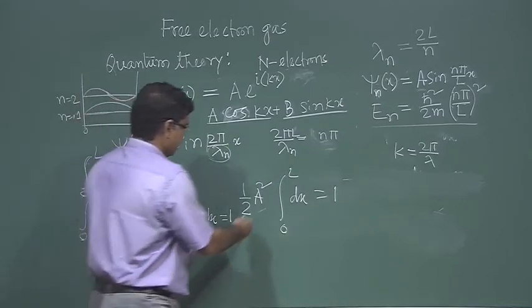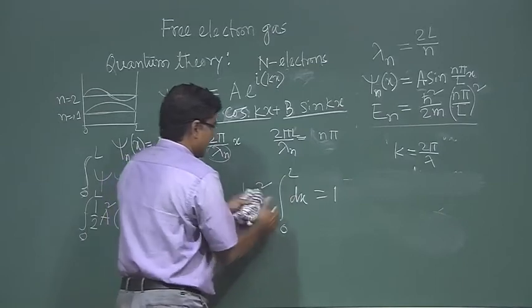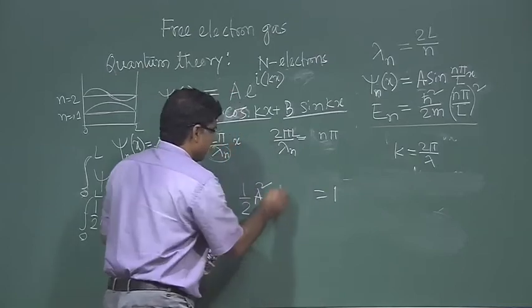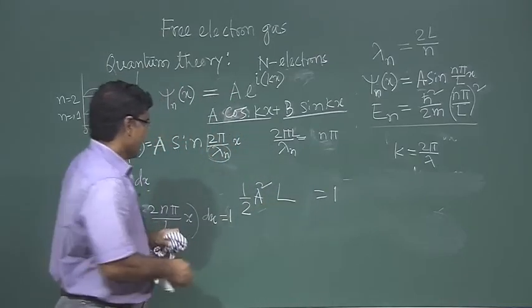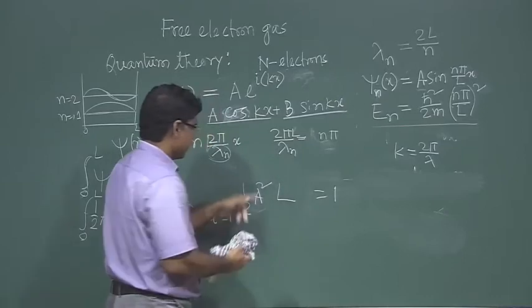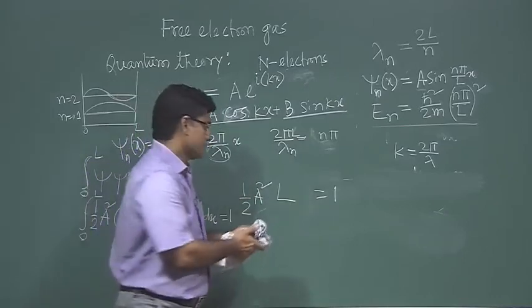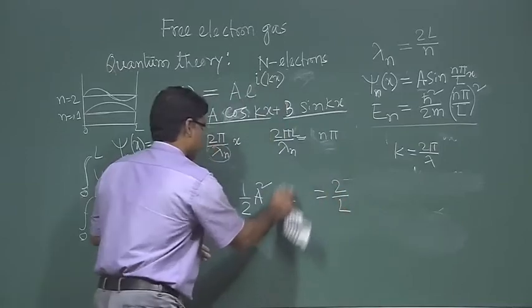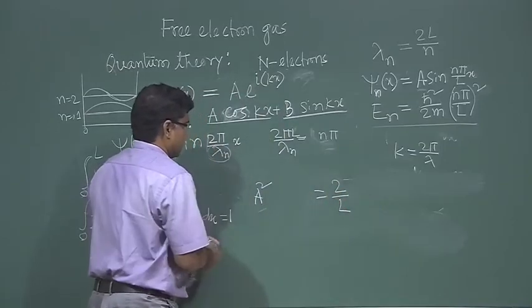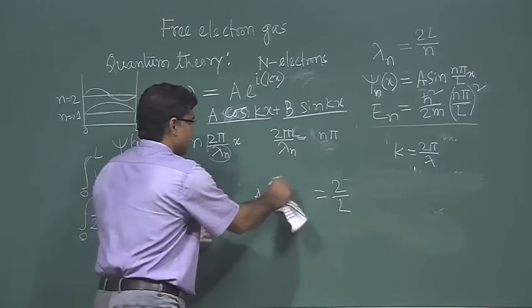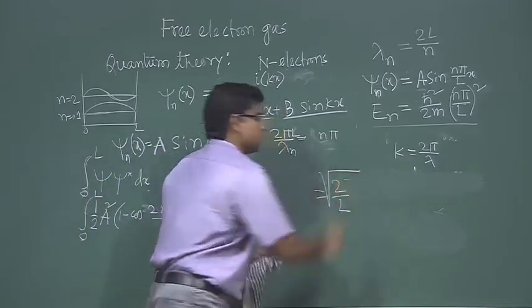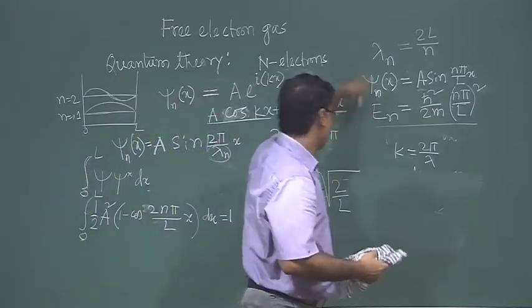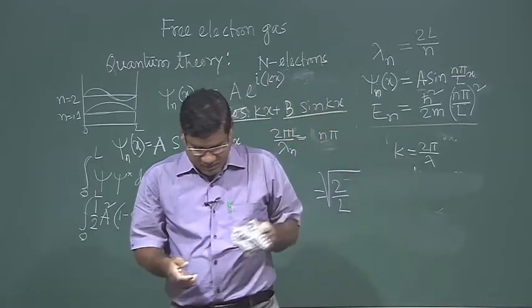So, this part will give you L after integration. So, here a square you will get 2 by L, right. So, a will be square root of 2 by L. So, this way one can find out, but I do not need it for this problem right now.